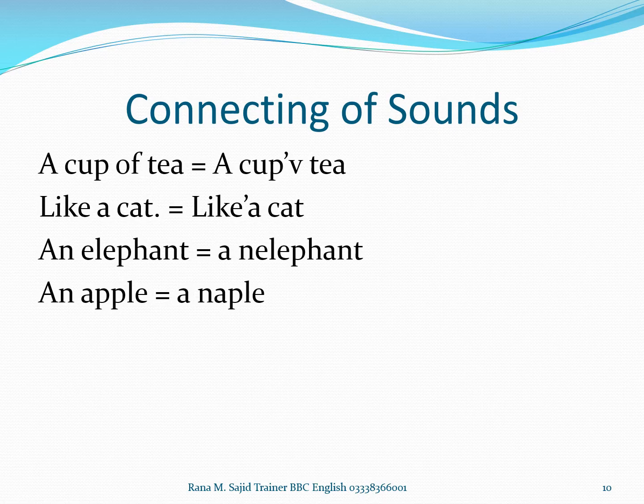In an elephant, the sound of a has been separated from the sound of n, and the sound of n has been joined with the next word, and in this way it is pronounced as an elephant. The next example is that of an apple. So it is pronounced as an apple instead of an apple. So we say an apple.